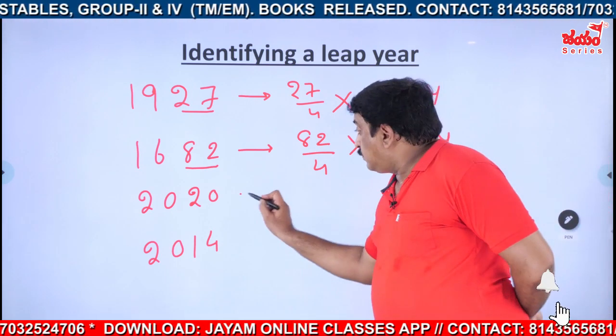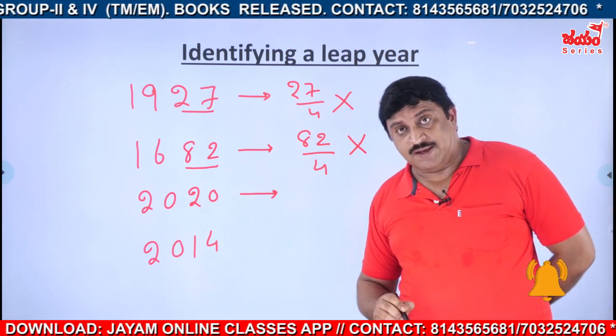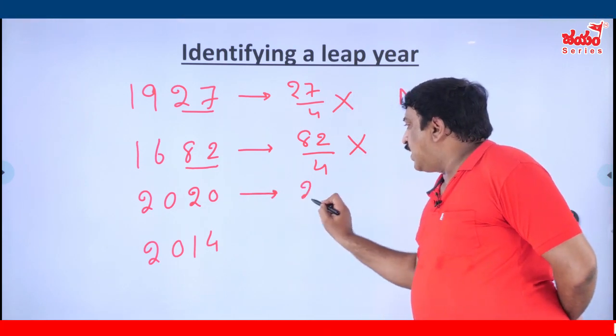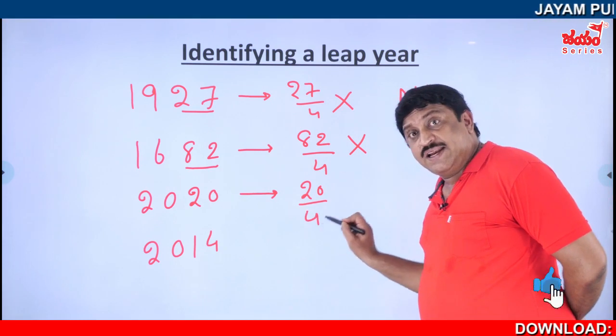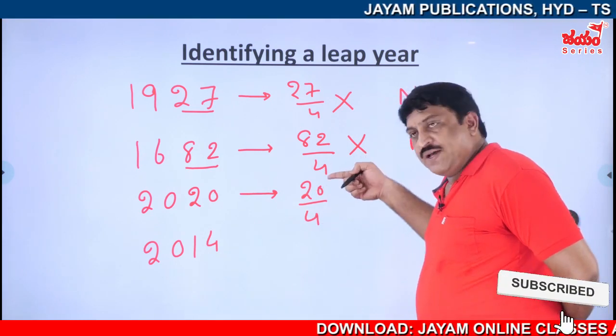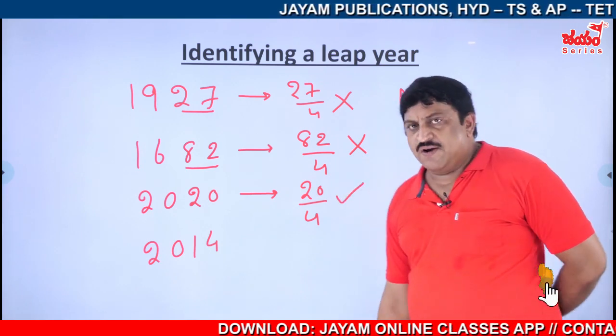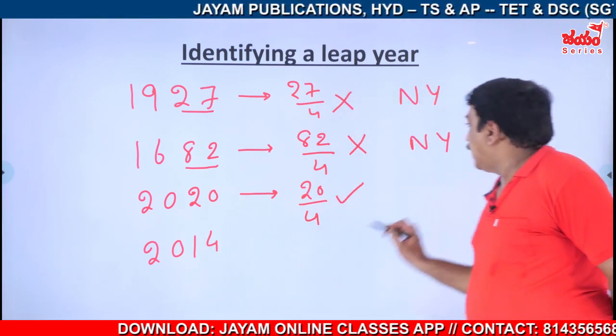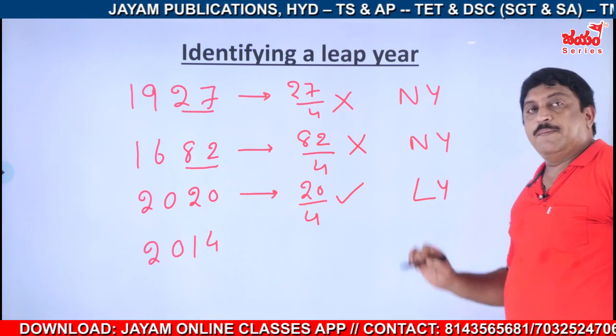Coming to this one, 2020. Last 2 digits, that is 20 by 4. Exactly 4 how many times? 4 5s are 20. So it is exactly divisible. So definitely we can say this is a leap year.